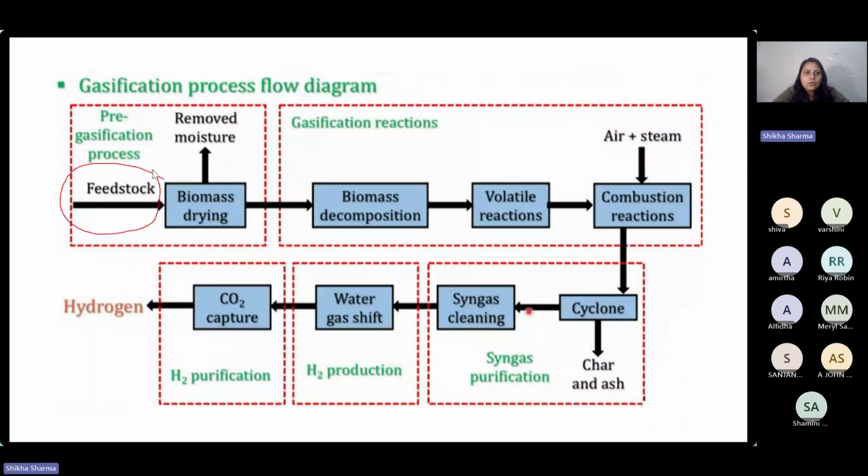So this is the feedstock, and there the biomass is dried. Then the biomass at high temperature is decomposed, the volatile compounds are removed, and the combustion reactions take place. Then the biochar is separated using a cyclone separator. Syngas is separated differently, and biochar is separated differently. Syngas is purified, and water gas shifting is used to produce hydrogen gas, and hydrogen is purified, so we get hydrogen from this gasification process.